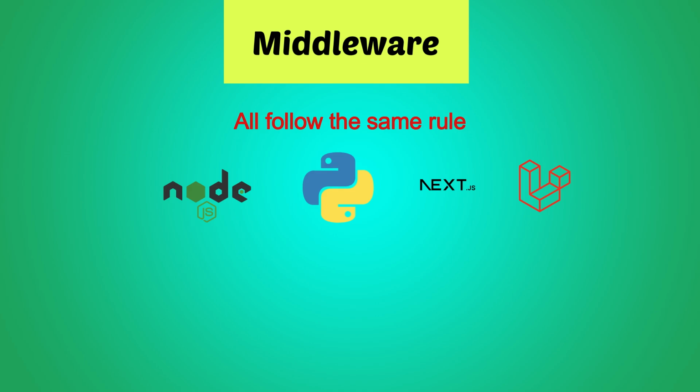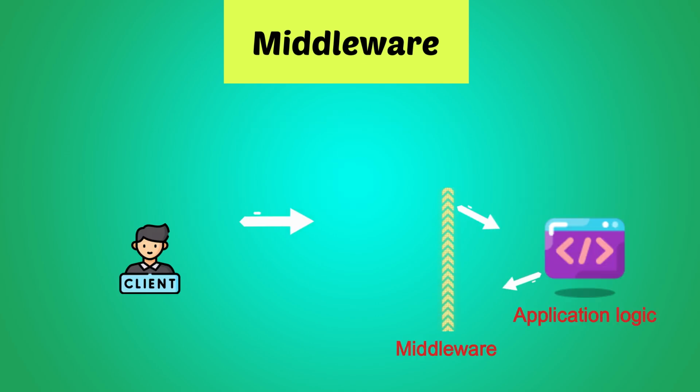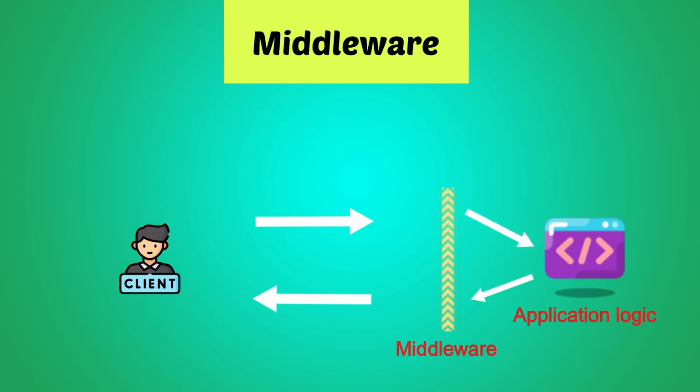All frameworks, whether it's Express, FastAPI, Next.js, or Laravel, follow the same core idea. So the middleware is the invisible layer that keeps our application clean, secure, and scalable, handling everything around your code logic so your system stays powerful without becoming messy.